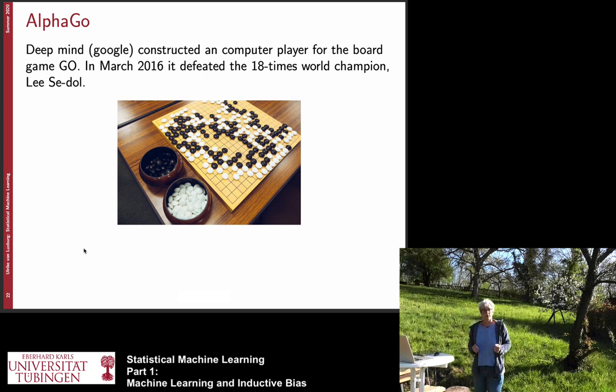Now, it's a very different story with AlphaGo. In AlphaGo, that was in 2016, DeepMind managed to program a Go playing machine purely using machine learning.